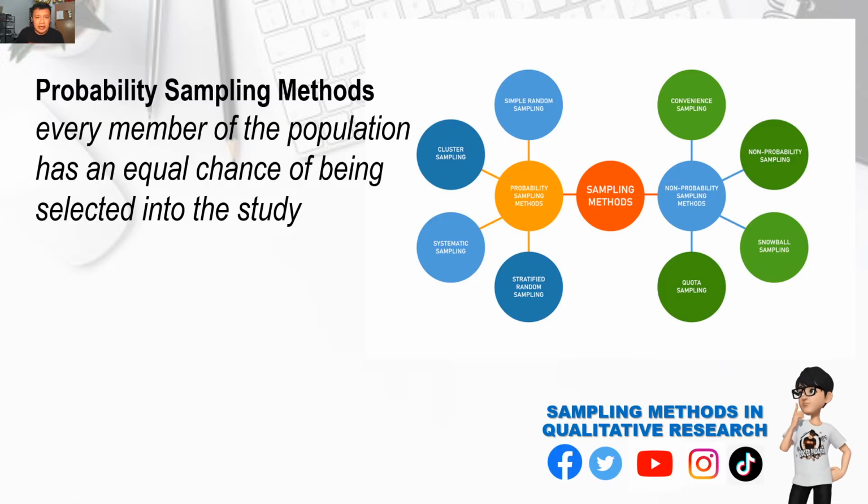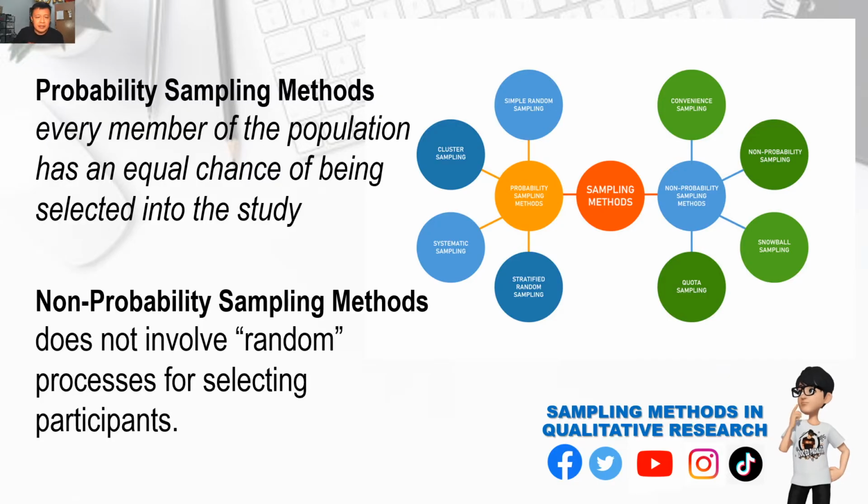Okay. So the next one is what we call the non-probability sampling method. This, again, is the opposite of probability. It does not involve random process of selecting participants. Therefore, yung statistical inference niya of representing the whole population would be lower.